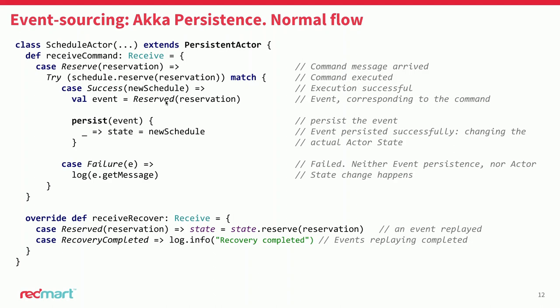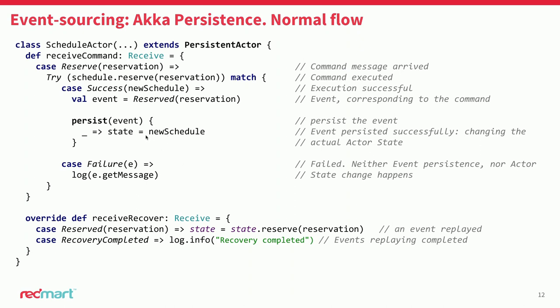Then I produce the event. Please take note that we have the reserve command. That's important. The command is reserve, but the event name is reserved, because we will further replay successful events. We are not replaying commands. Then I persist this event, and this function is called then and only then, when the persistence is successful. As soon as persistence is successful, I change the state. I have everything here. I apply, so I validate the application. Then it succeeds, then I persist. As soon as persist succeeds, I change the state.